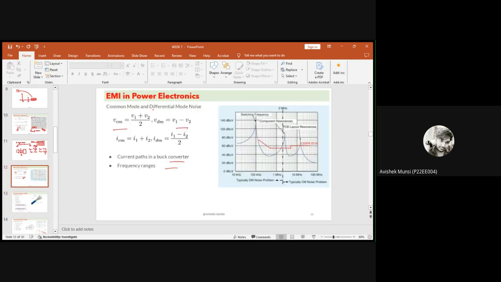After this, if you have any doubt, you can ask, and then we will move into the solution of this EMI section. Okay. So if you have any doubt, you can ask.